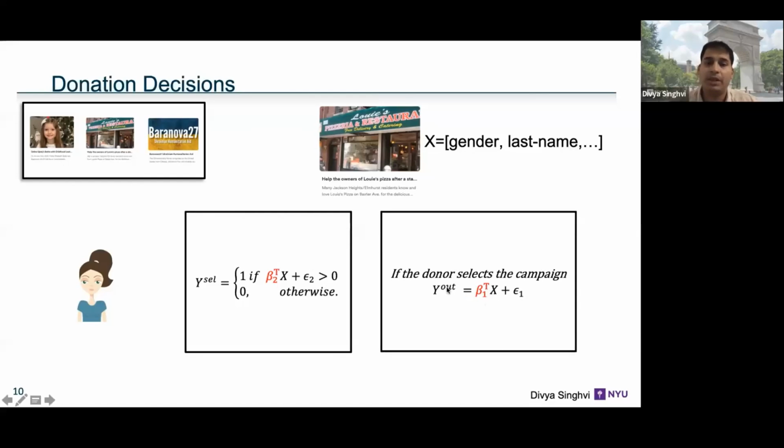Okay, and both of them are related to the set of features that we have used to describe this platform campaign interaction. Now, beta 1 and beta 2 are two sets of parameters that can be different. What we also allow is basically some sort of correlation between these two decisions. So the selection and the donation decisions are correlated, and this correlation is basically given by sigma.